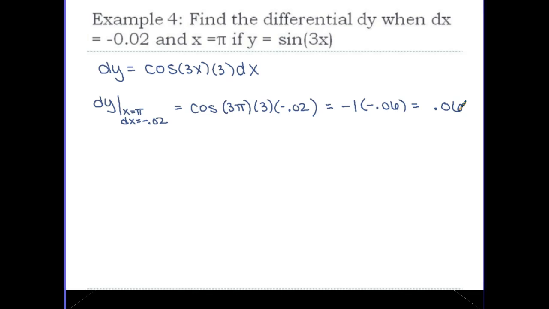So what does that mean? Change in y is 0.06 when x changes from pi to pi minus 0.02. So it's actually going to like 3.12. Because pi is 3.14, it's going to like 3.12. So it's going that way.